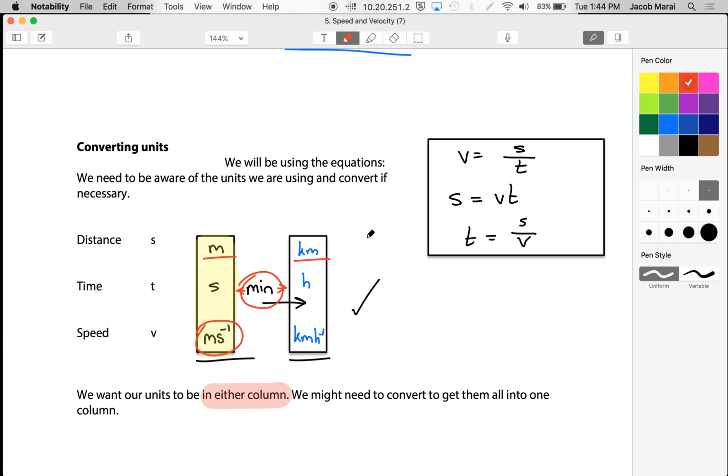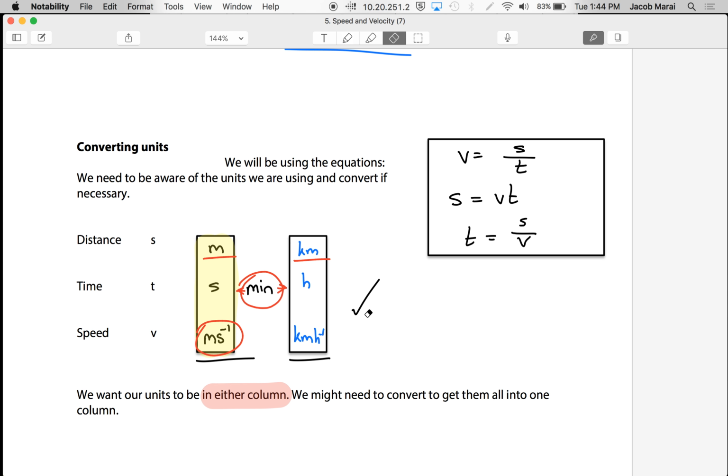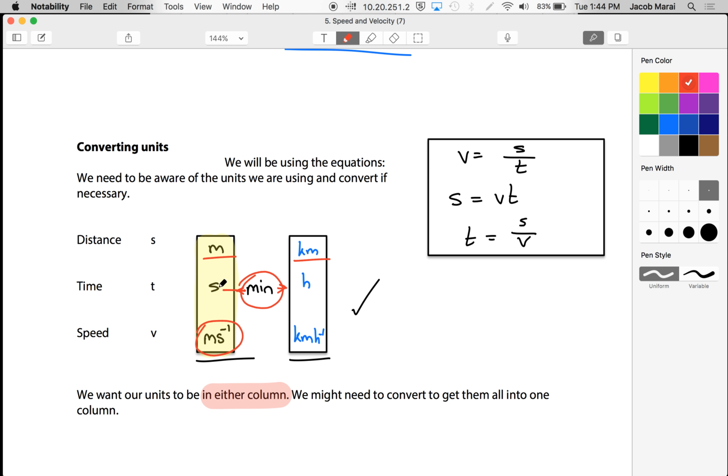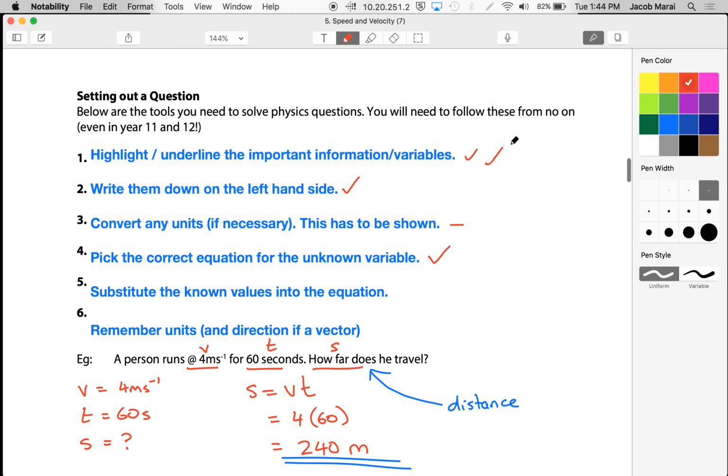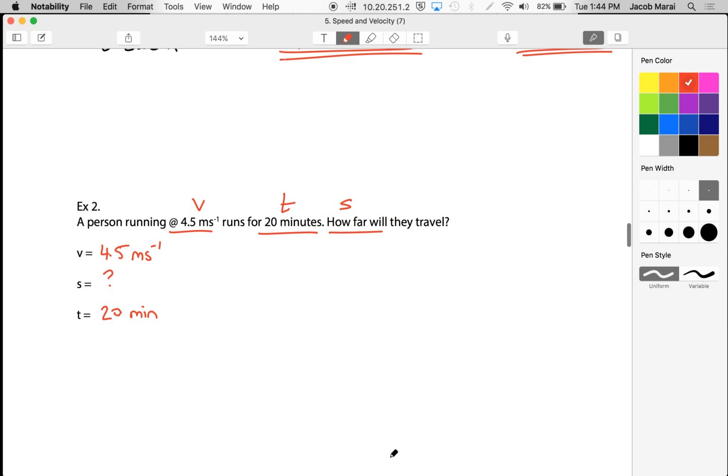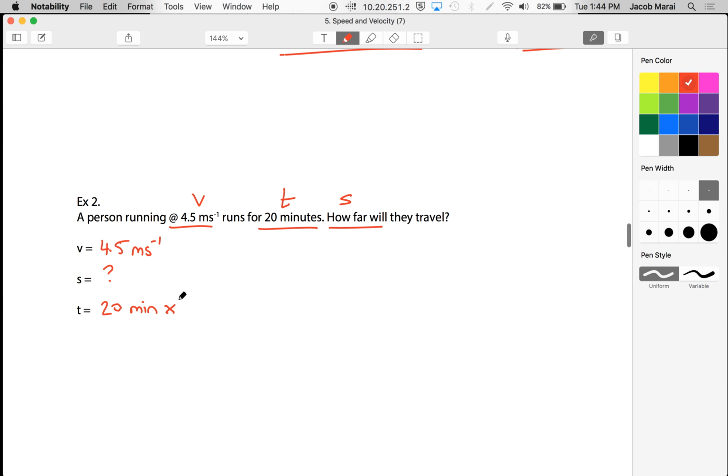So, now we could convert minutes to seconds. If I bump him across, then we've got meters per second, we've got seconds, and our answer will be in meters. Okay? So that was the rule here. We've done rule number 1, we've done rule number 2. I think now we've got to convert our time to seconds. So, times by 60, and that will be 1200 seconds.